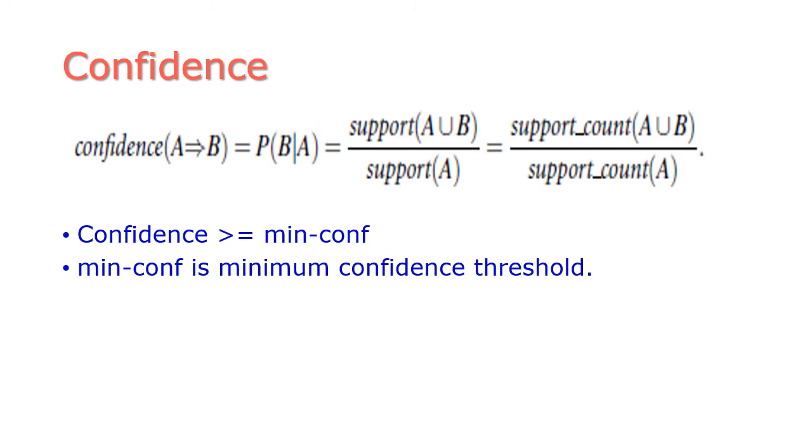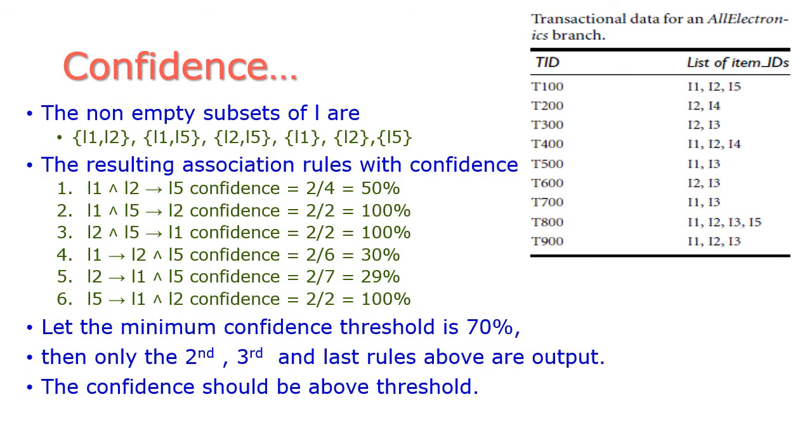And now let us compute the confidence of our given data set. Confidence of A implies B is equal to the probability of B given A, which is equal to the support of A union B divided by the support of A, which is equal to the support count of A union B divided by the support count of A. Here the confidence should be greater than or equal to the minimum confidence threshold. Let us see one example for this.